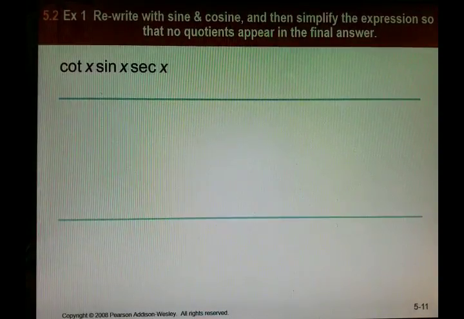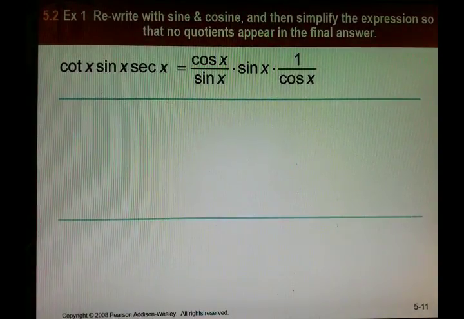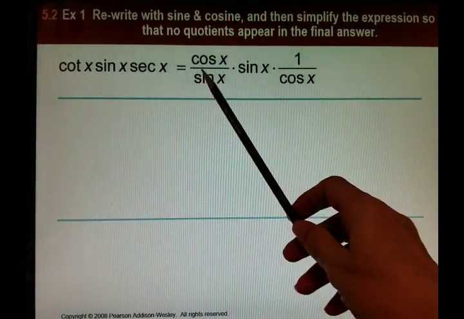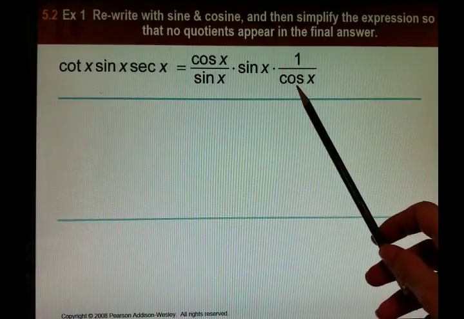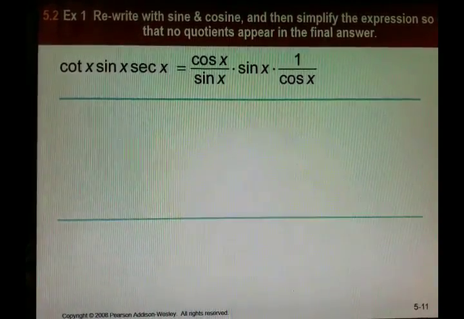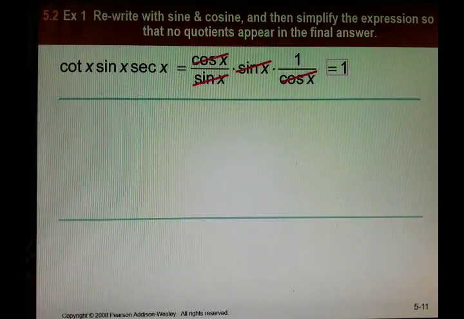The secant of x equals 1 over the cosine of x. That's something old that we've done before. So the numerator here of cosine x will reduce with this cosine. This sine will reduce with that sine. After each one reduces, you'll have the answer of 1.